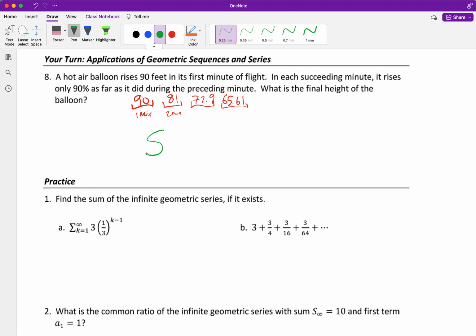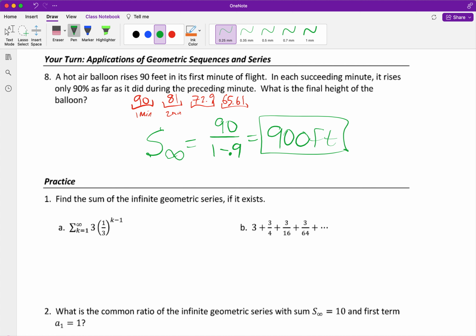And so I'm going to use the infinite sum. So S infinity equals 90 was my first value. My r value is going to be 0.9, 90%. And I type that in the calculator, and what do you know? 900 feet. So that's how high this hot air balloon is going to go.